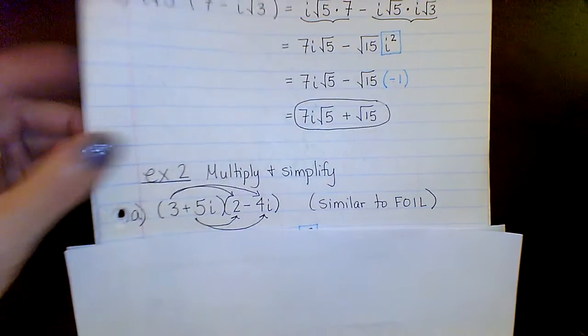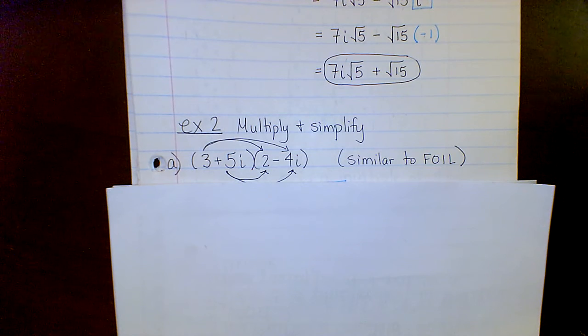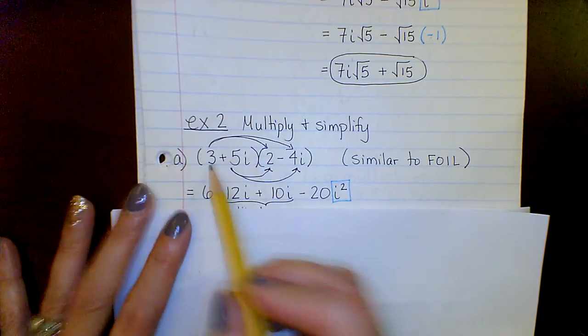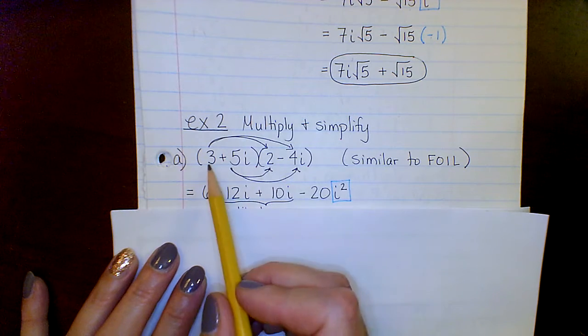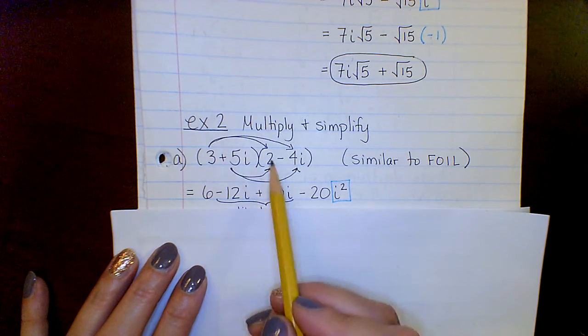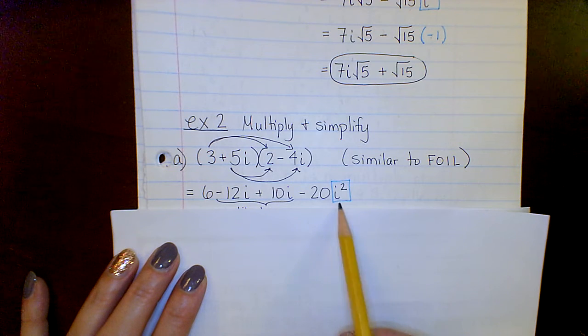All right, this one is going to be a binomial times a binomial, so it's going to be similar to FOIL. You do have to use the distributive process here. So multiplying all this out, we get 3 times 2, which is 6. 3 times minus 4i is minus 12i. 5i times 2 is 10i. 5i times minus 4i is 20i squared.